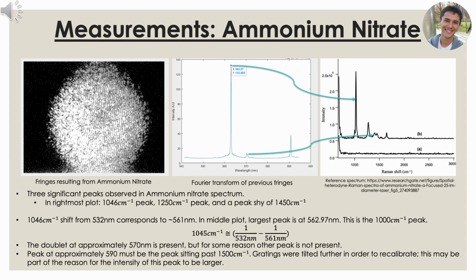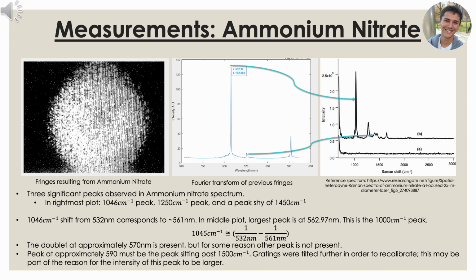So when we measured ammonium nitrate, we were able to observe three peaks that were noteworthy. Comparing the 1046 inverse centimeter peak, that would correspond to a shift from 532 nanometers to 561 nanometers. If you look at our middle plot, you can see that the largest peak, which corresponds to the 1046, is sitting at around 562, 563 nanometers. Though there is a slight difference, our calibration sees that our peaks line up at roughly the correct location.